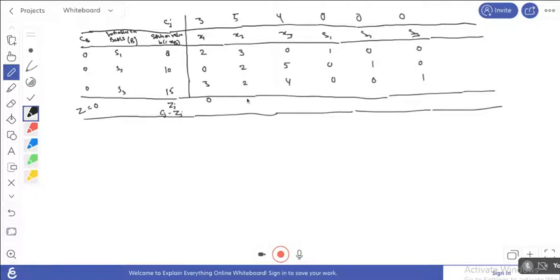If you multiply here, this is again 0. Multiply this, again 0. This is CB into this column, this is 0. CB with this is 0. CB this is 0. We have to find out Cj minus Zj.